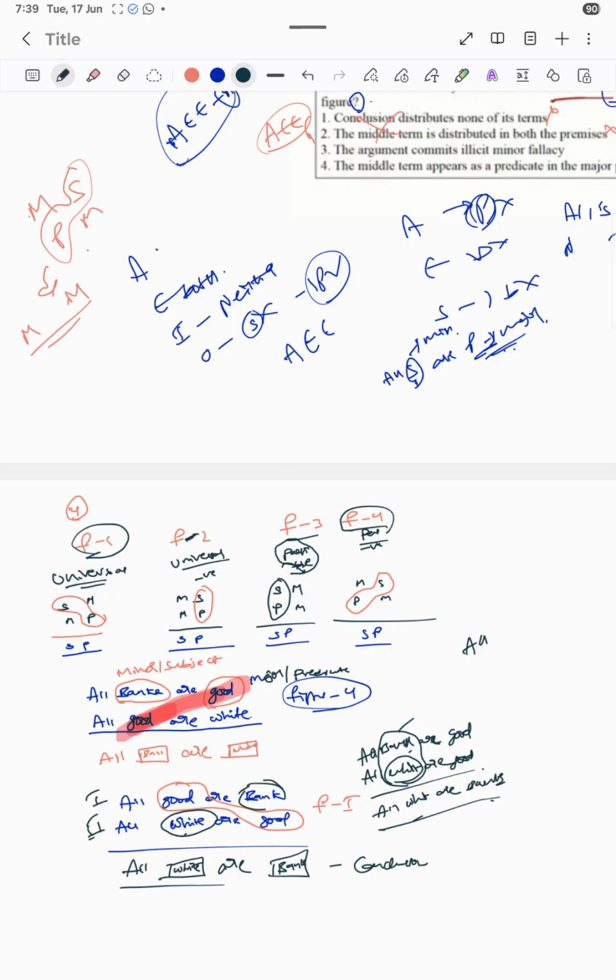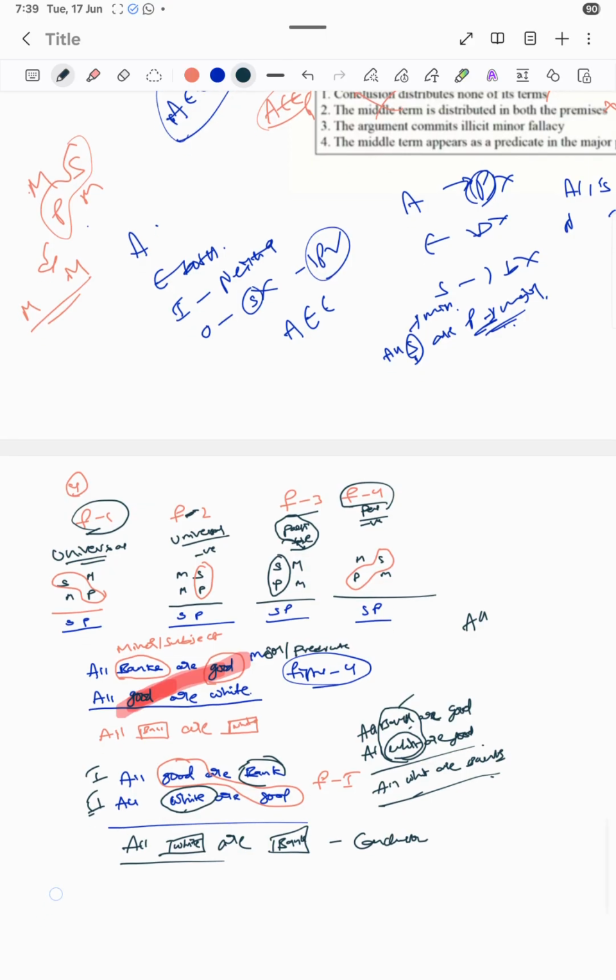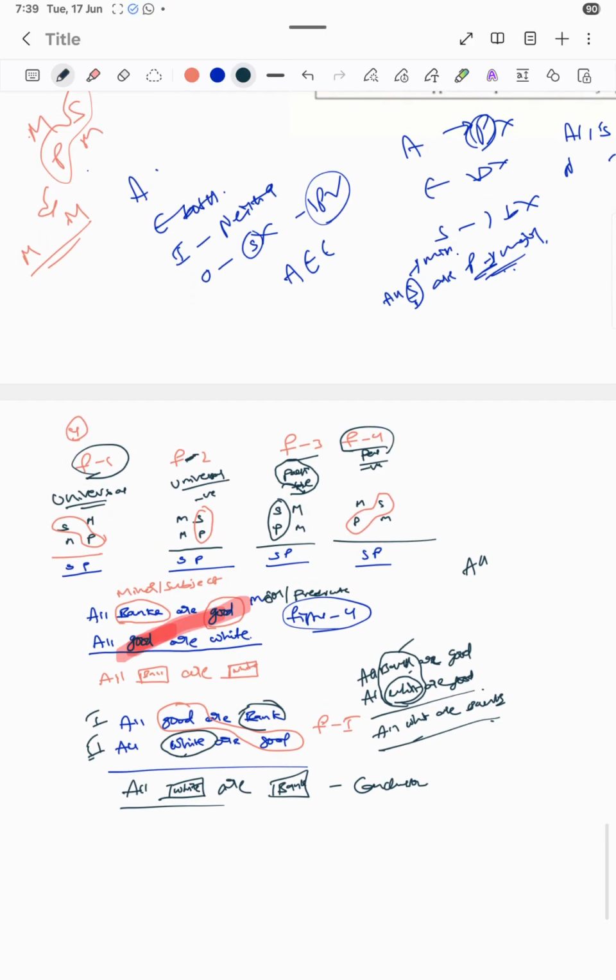Now if you see figure 3, I am just taking the same example of all good are bank, all white are good, to make you understand what to put at what positions in the conclusion part. All good are bank, I am taking the same. All white are, all good are white. Now this is figure 3, right? Now the conclusion will be all white are banks.